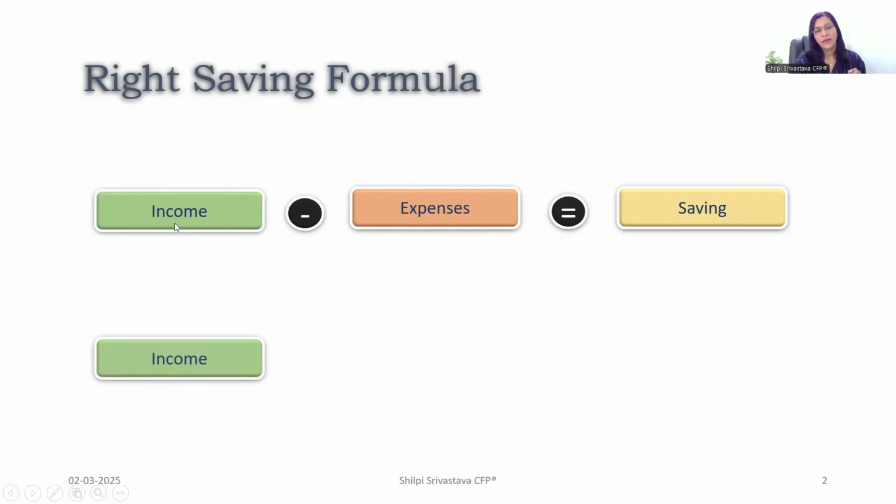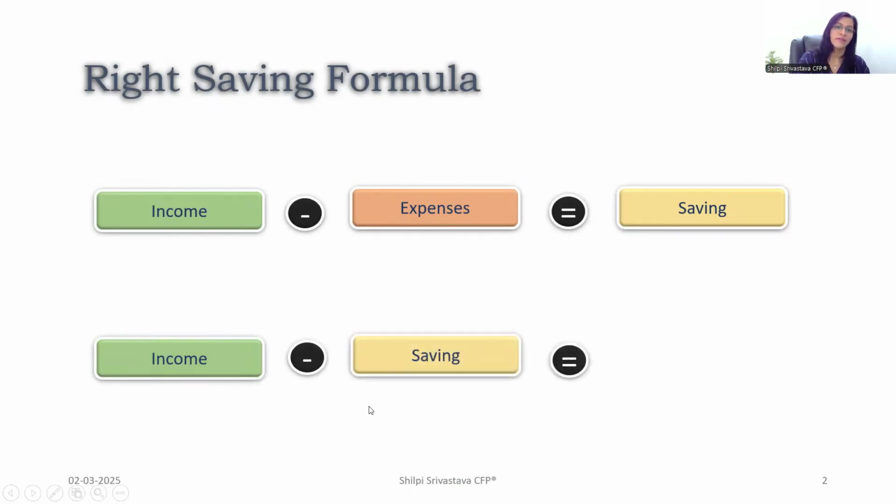Now, so far we know this approach: income less expenses will give you saving. But is it the right way or right formula? So you can see one more formula and then decide what is right according to you. Here, the second formula states: income, less saving, then expenses.